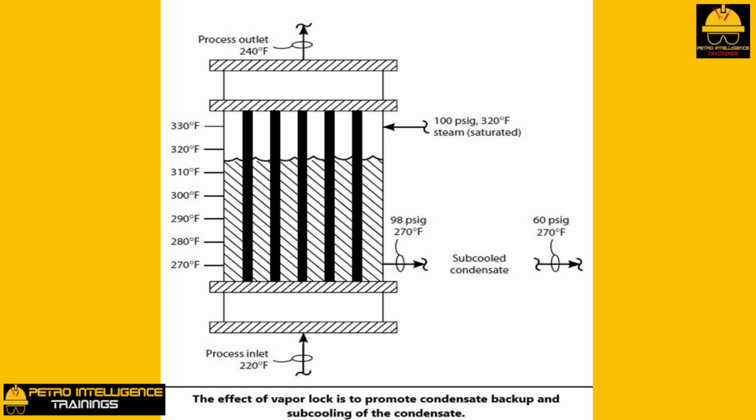To condense a pound of 100 psig steam requires 920 BTU of heat removal. To subcool water from 320 degrees Fahrenheit to 270 degrees Fahrenheit requires 50 BTU of heat removal. We can conclude that around half of the surface area of the reboiler shown in the picture is devoted to subcooling, but only for 5% of the reboiler duty, that is, 50 divided by 920 plus 50, equals 5%.